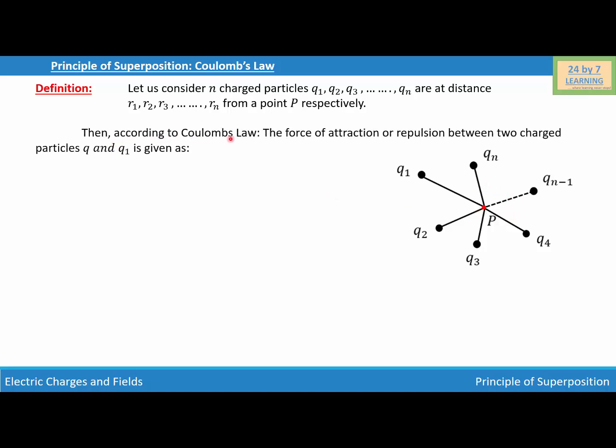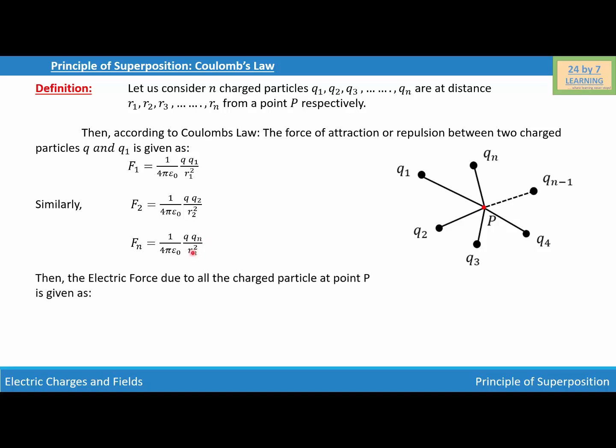Then according to Coulomb's law, the force of attraction or repulsion between two charged particles q and q1 is given as F1 is equal to 1 over 4 pi epsilon 0 q1 over r1 square. Similarly, we can find the force due to the second charge, F2 is equal to 1 over 4 pi epsilon 0 q2 over r2 square, and if we keep doing it in the same way, we can find the electric force due to the nth charge, which is Fn is equal to 1 over 4 pi epsilon 0 qn over rn square.